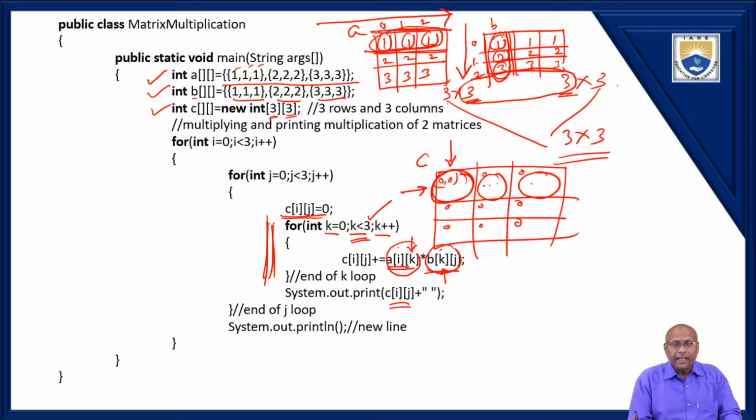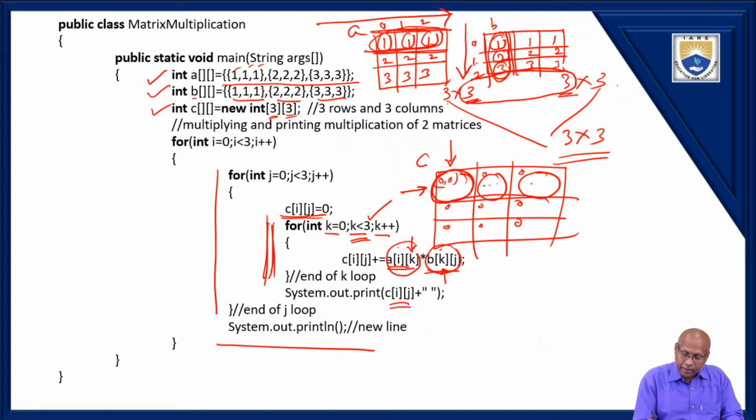After repeating 3 times, that means one row is over. Then go to the next line and start again. This is 1st row, 0th column. 1st row, 1st column. 1st row, 2nd column. So this process continues in the same way.